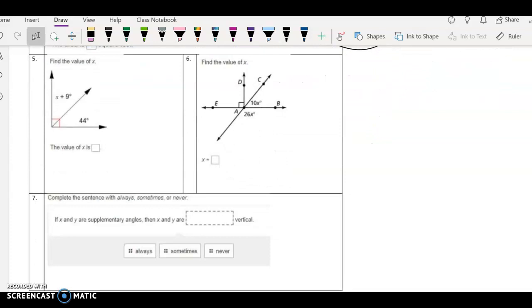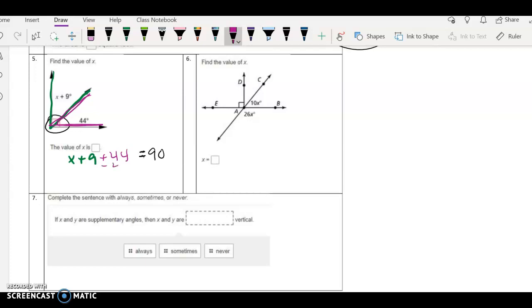To find the value of x, what we do is we take what we know. This little box is telling me that I'm going to set my equation equal to 90. So it's a 90-degree angle. And then I have this angle in green, so x plus 9. And this angle in pink, so plus 44, makes up that entire 90-degree angle.